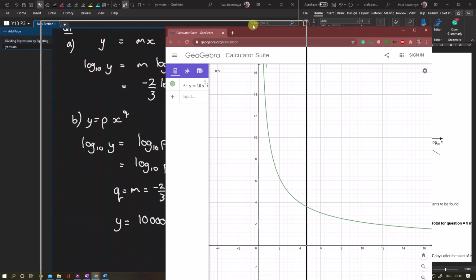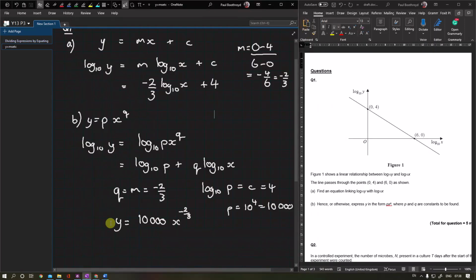Okay, so that's the first type of question that we come across. Take a model that's already been given to you in a log form and turn it into a set of equations.